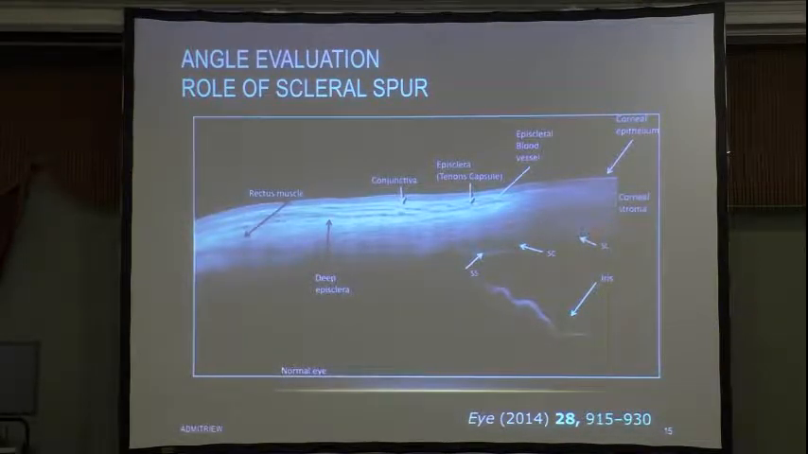So how to find the scleral spur? There is one easy way. You have to draw two straight lines.